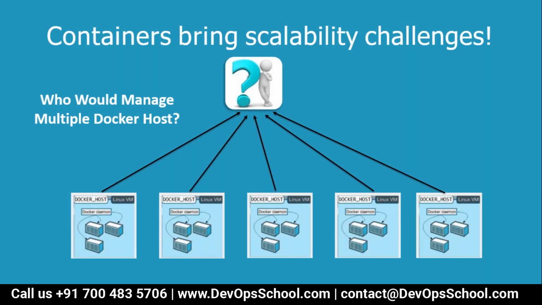It could be one host, it could be two hosts, it could be 10 or 1,000 hosts. Who would do that? Docker has no capability as such. But when you bring container technologies to production operations, you need someone to manage the multiple Docker hosts. Correct? So that's one problem. When you scale the containers across the hosts, you get challenges, and that too, how to manage those hosts. That's one of the problems.